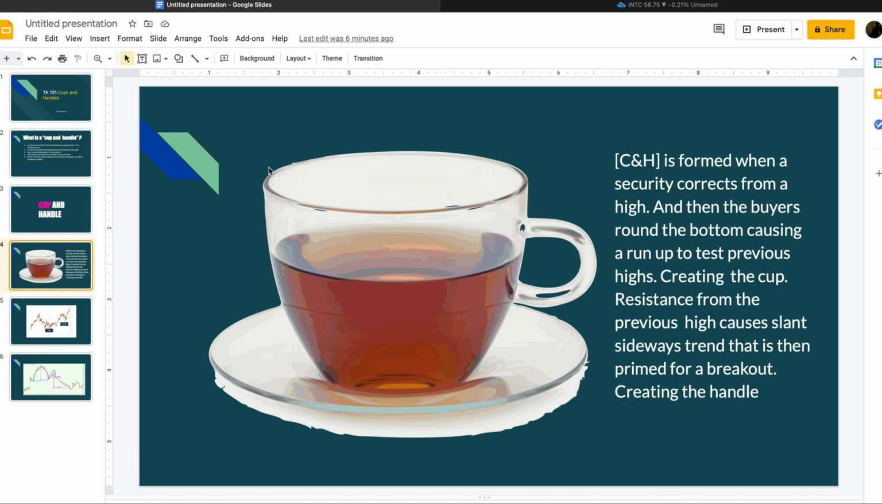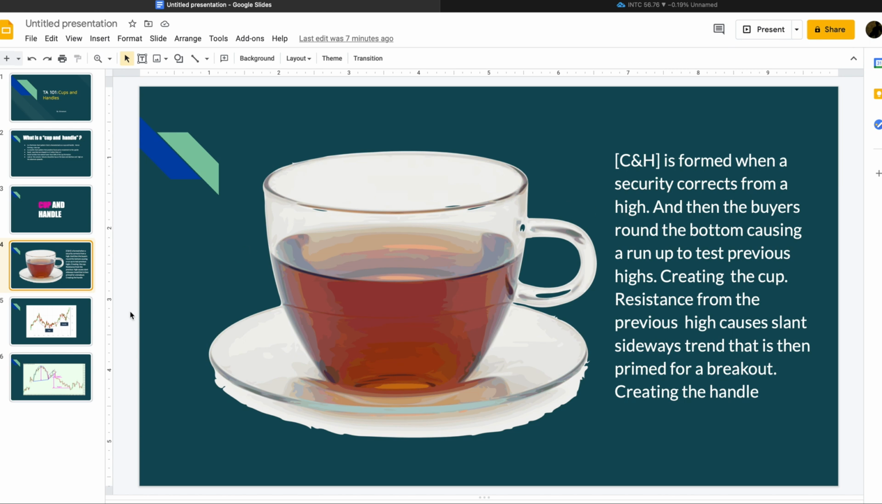A cup and handle is formed when a security corrects from a high. So let's say this is the high and we start to correct. We come downwards and then finally the bulls come in and we start forming this nice rounded base. We start to see a lot of support. It gets strong over here. And then we see a spike in volume, which causes the stock to go upwards and retest that previous high over here. So now we got the formation of a cup. What happens is we see resistance and then we start to head downwards where we do sideways trading on a slant before we see a correction to the upside. So that's basically what's going to form the cup and handle.